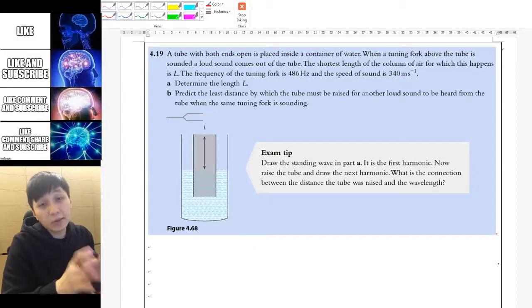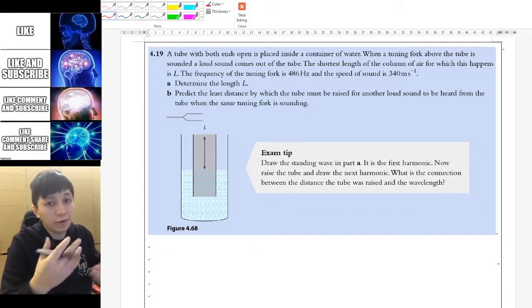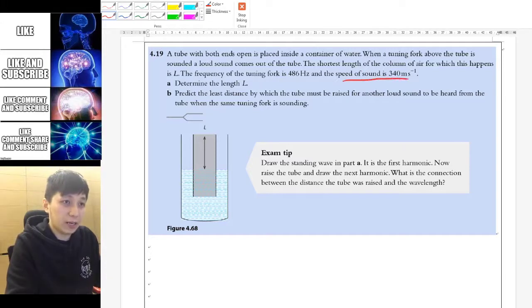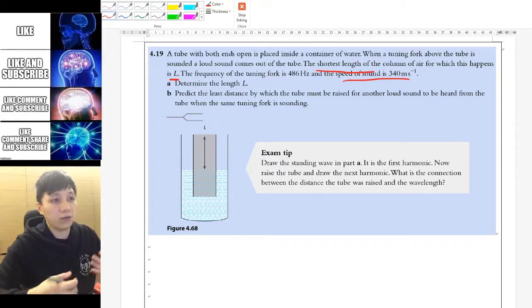A few moments later. This example is like the reverse of the experiment that I described, because it tells you the speed of sound and you have to find the length instead. It says that length L is the shortest length that appears to have a loud sound. That means this is the first harmonic.